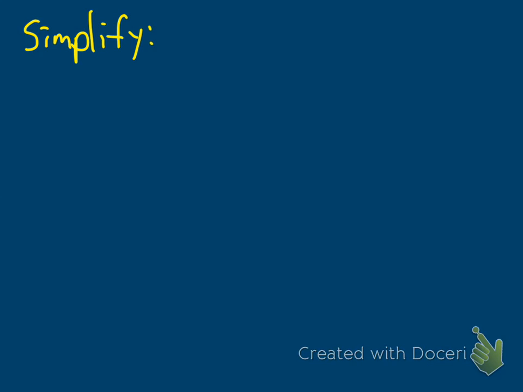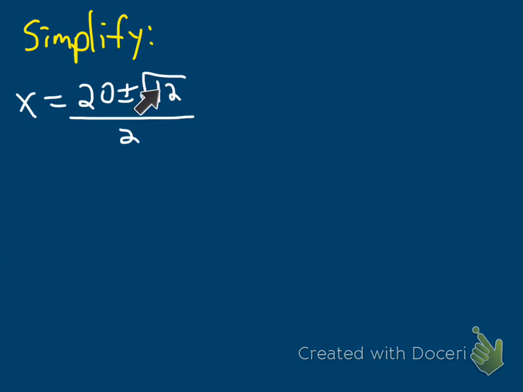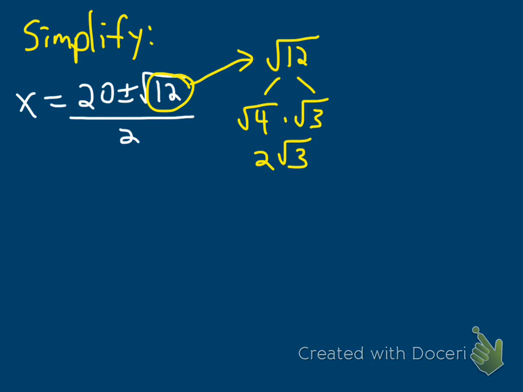Okay. What happens if we are using the quadratic formula and we have already found the discriminant, which is positive 12, and we're left with a situation like this? So 12 is not a perfect square, so let's simplify that. We can break that down into the square root of 4 times the square root of 3, which is 2 times the square root of 3. So I'm going to replace the square root of 12 with 2 times the square root of 3, and I can still simplify this.